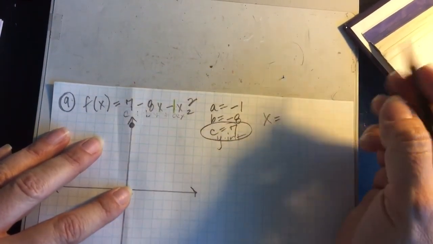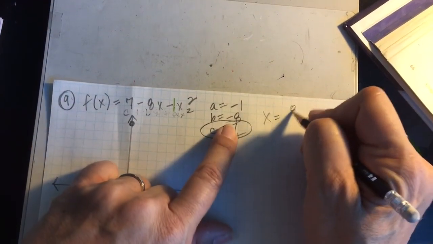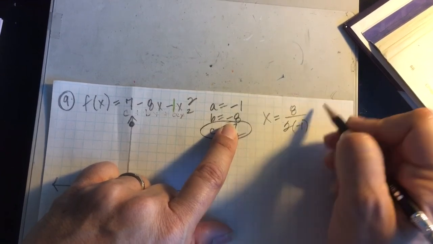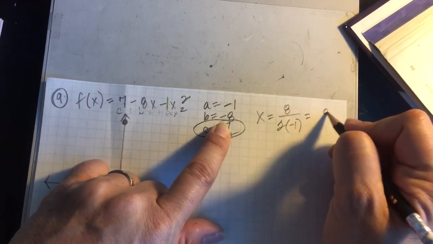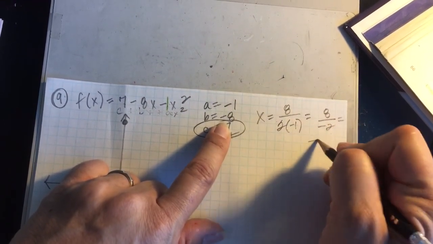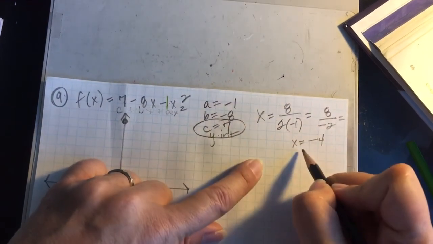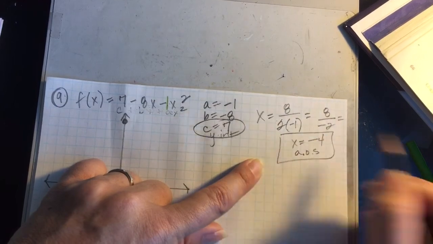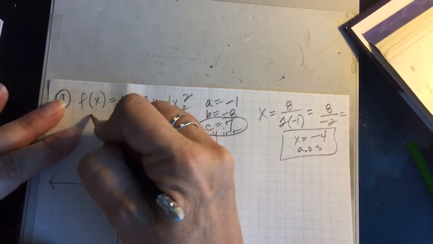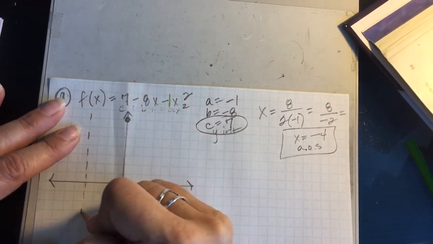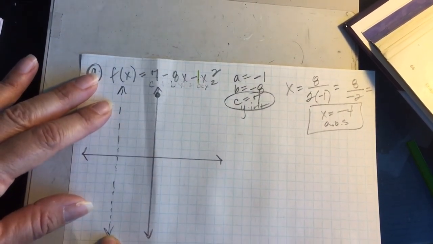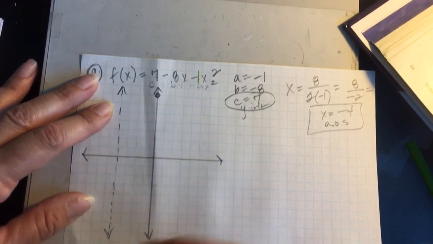The x value of the vertex is going to be the opposite of b. b is already negative 8, so it's going to be positive 8 over 2 times the a value, 8 over negative 2. The x value of the vertex is going to be 4. I'm sorry, negative 4. That's also the equation for the axis of symmetry. So I know my parabola is going to go through this dashed line. That's x equals negative 4.